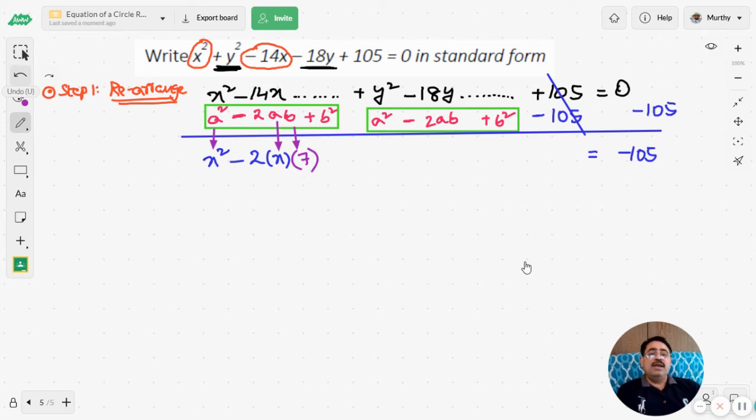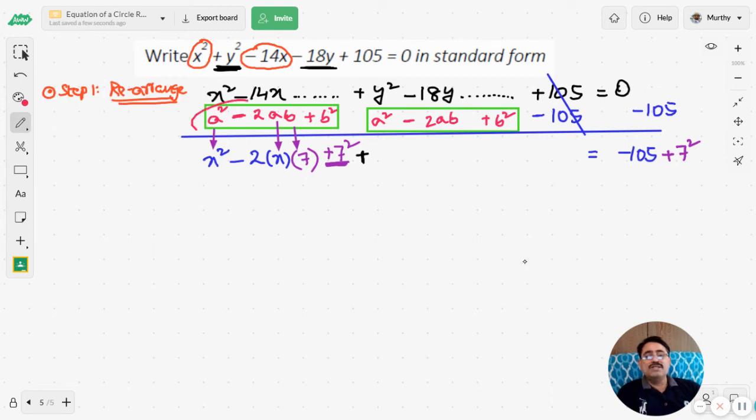Now I know the value of b equals 7, therefore b square is going to be 7 square. Please notice that 7 square is not given in the question. So when you add something on the left hand side, immediately add it on the right hand side too. So we are done with the first part with x. Let's do the next part.